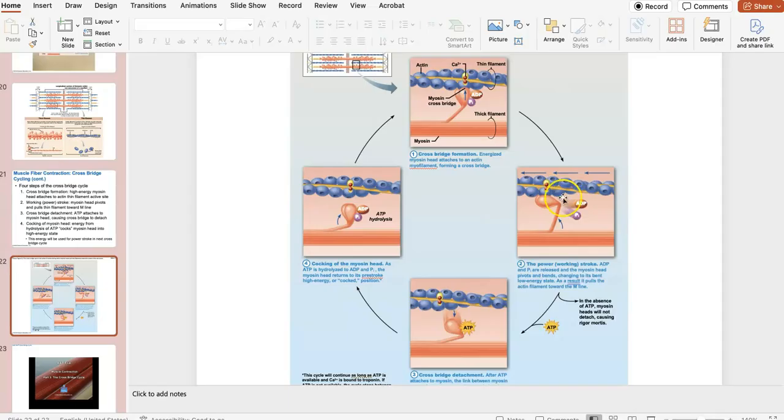So again, it goes in that order. Number 1, the ADP and the phosphate detach. Number 2, the power stroke occurs, which is the myosin head pivoting and pulling, and the actin slides over the myosin. It's called the sliding filament model of contraction. And again, it goes in that order. There's no variation. And it's important to note that it's not just one power stroke that makes a muscle contract.